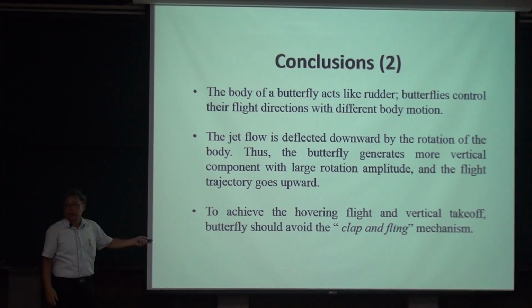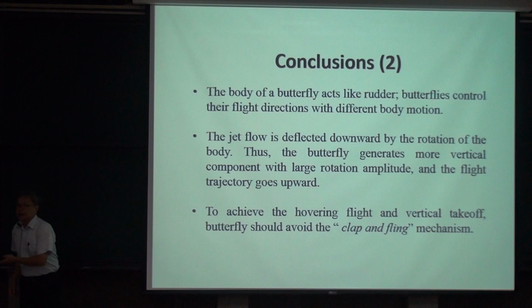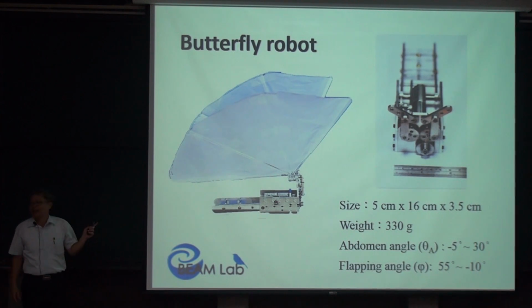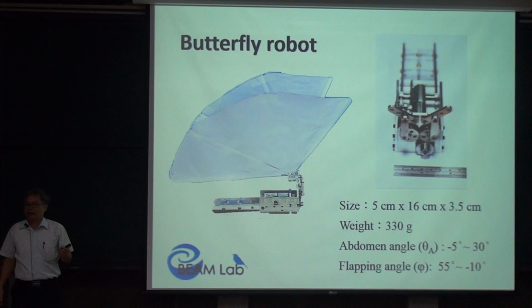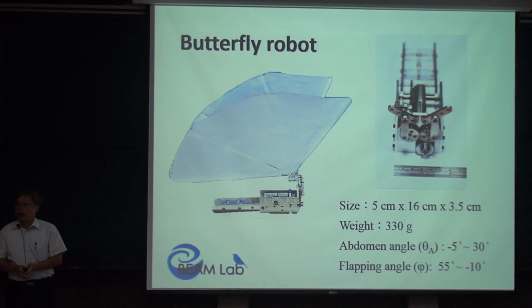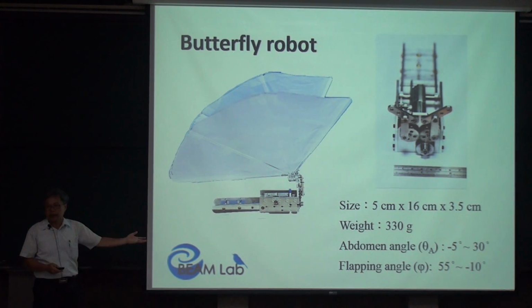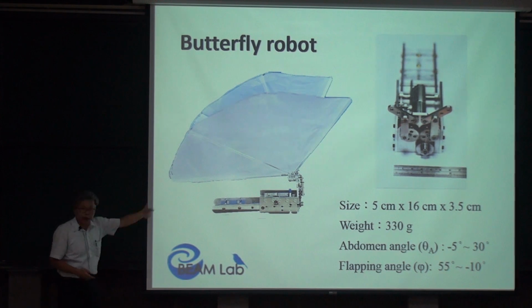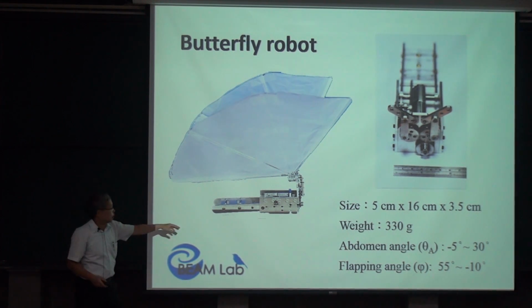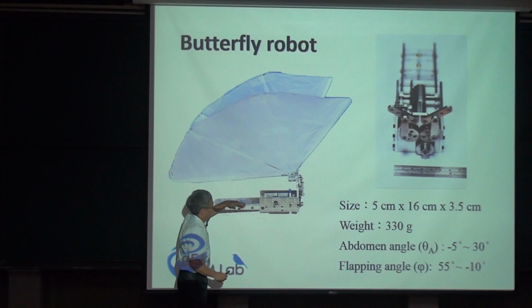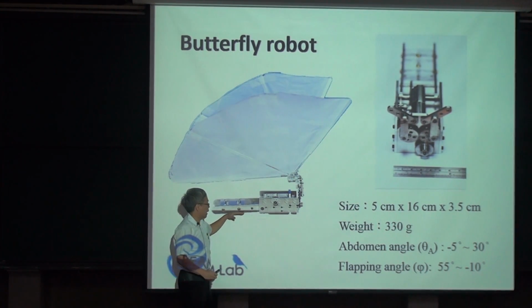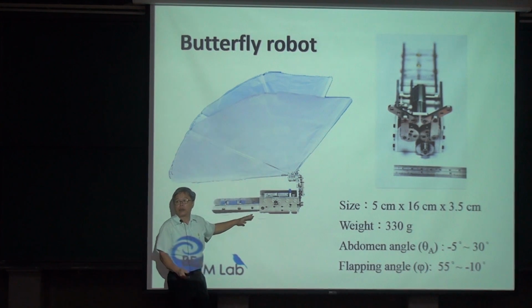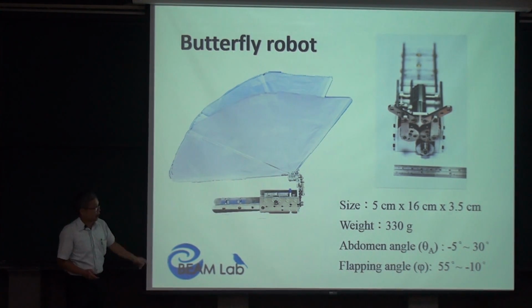Okay, so we proceeded to the third part, to build an artificial butterfly to prove our hypothesis. It's still a hypothesis. We are doing the experiment now. We are able to change the direction of this part. There's a joint here, so we are able to control the angle of this one. Okay, that's what we are trying to do.